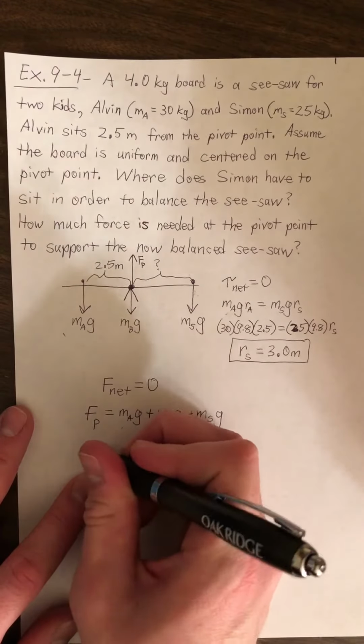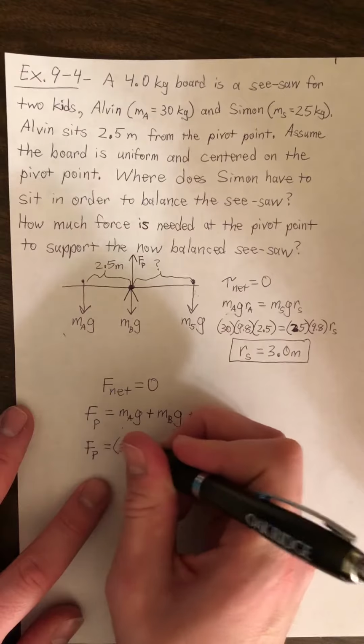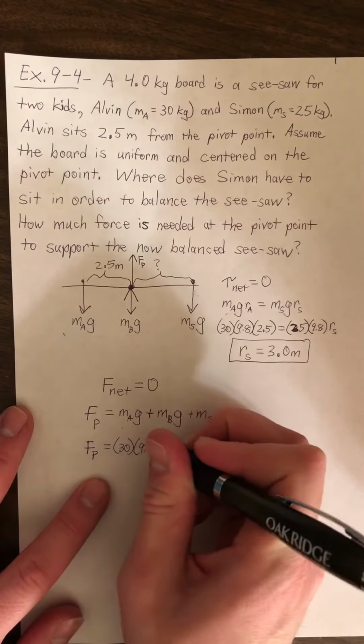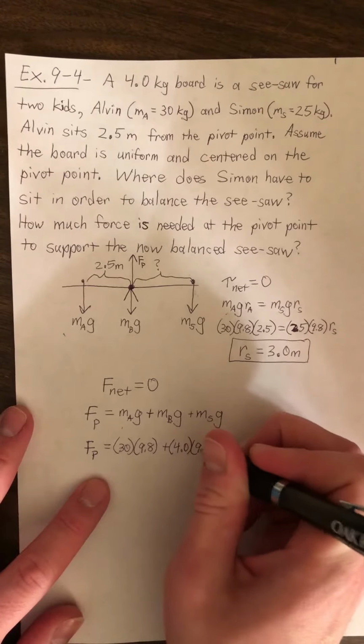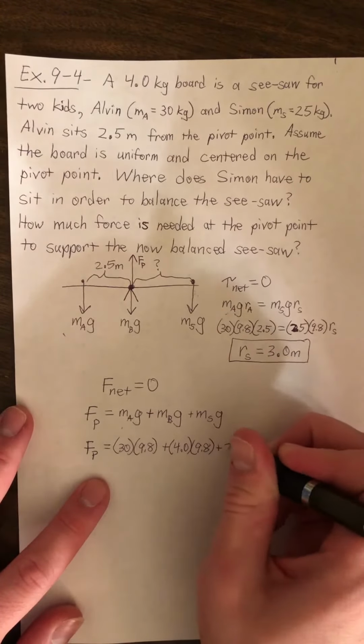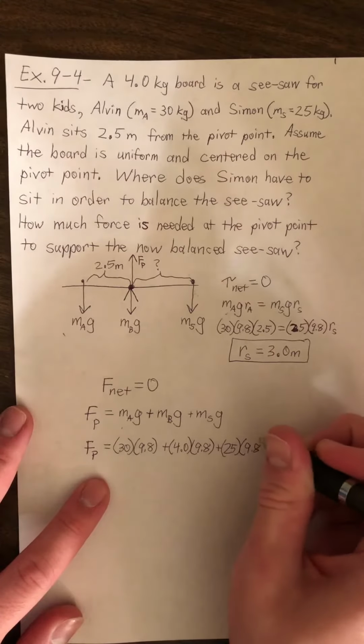And they have to be equaled by the force at the pivot point. So this one's set up nicely for us to be able to solve. We just have to fill in all of the masses. So 30 times 9.8 plus 4 kilograms for the board times 9.8 plus 25 kilograms for Simon times 9.8.